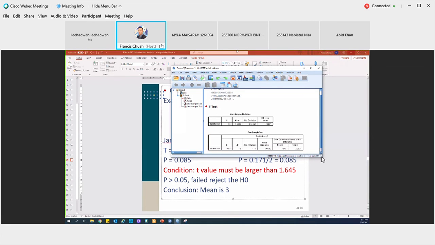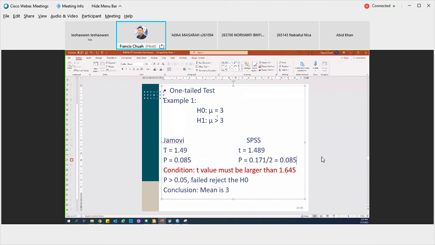So it puts a note here saying that the result is two tail. If the result is two tail and your hypothesis is two tail, you use the two-tail result and it is correct. But if your hypothesis is one tail, like this, you need to take the two-tail result divided by 2, and then you get 0.085, which is similar to the one given to you by Jamovi.